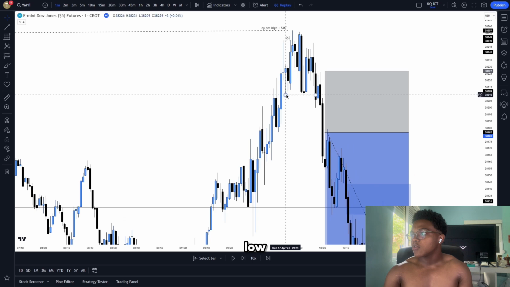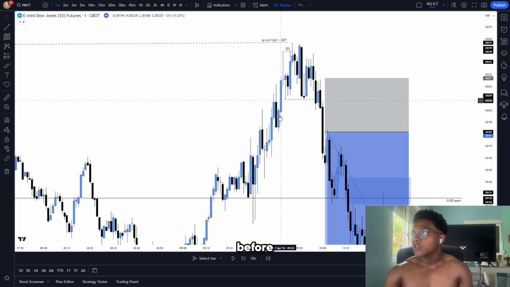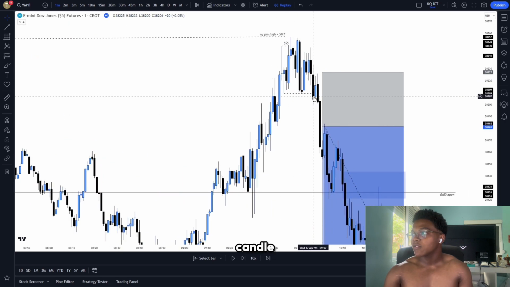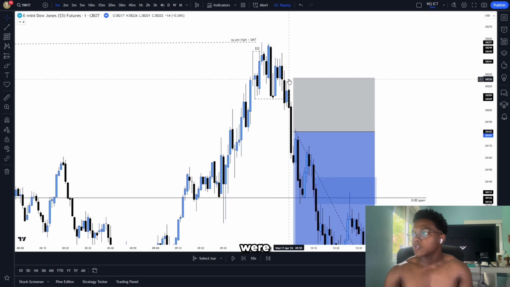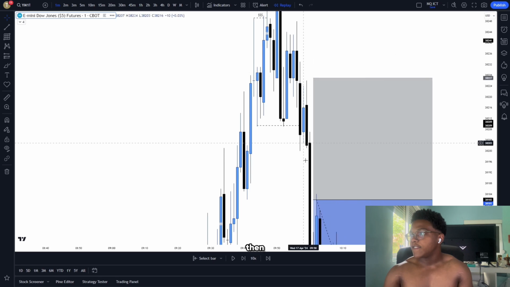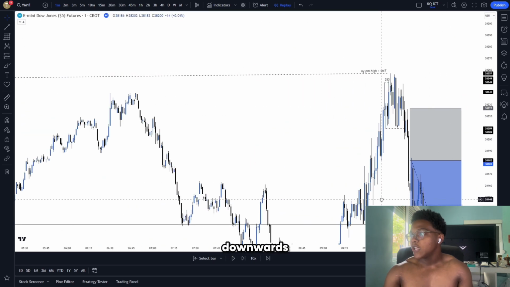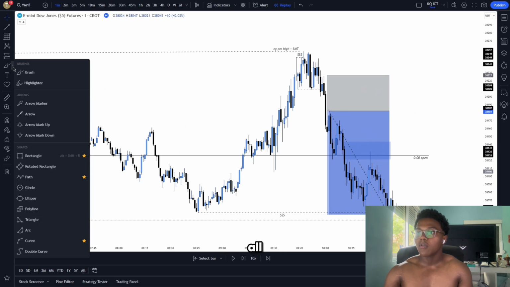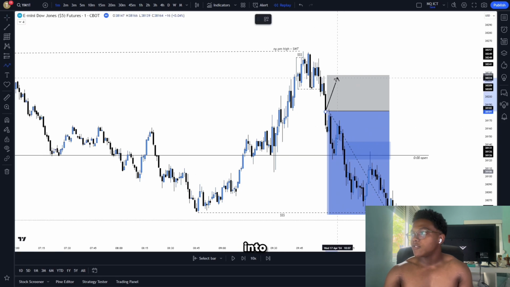And so this low had to be broken for a market structure shift, because this was the low before the sweep. And so I had to see displacement through that low. We got this candle here, but I needed to see another candle for my displacement. And so we retraced once again into this gap, this small volume imbalance right here. And then we had that displacement downwards. And because we displaced so much, I did not really anticipate that we were gonna go all the way up into this breaker.